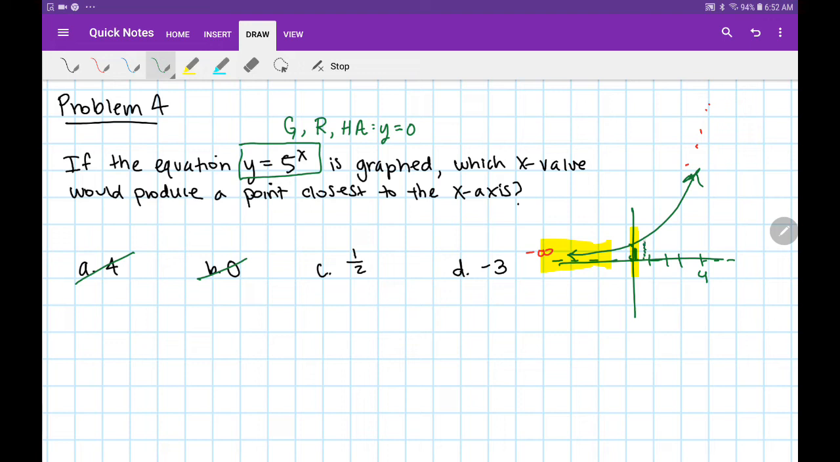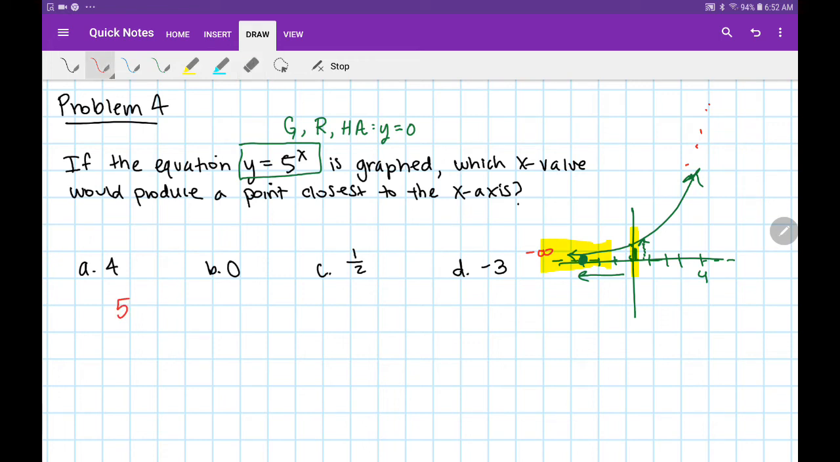1/2 isn't going to work because that's actually getting us further away from the x-axis. It's slightly to the right of 0. -3 is what I'm looking for because -3 is the furthest point to the left, and so it's the closest to the x-axis. So that's one way you can look at the problem, is graph it and see literally at which x value your graph is closest. Here's another way we could have done the problem. We could just have tried plugging in these values and seeing which one gives us the smallest number, the closest to the x-axis.